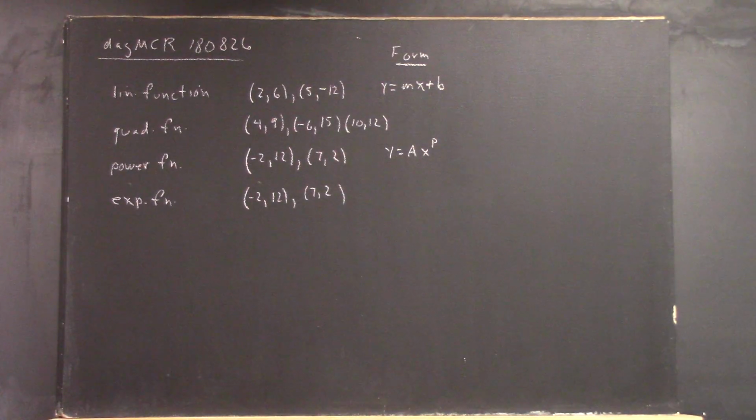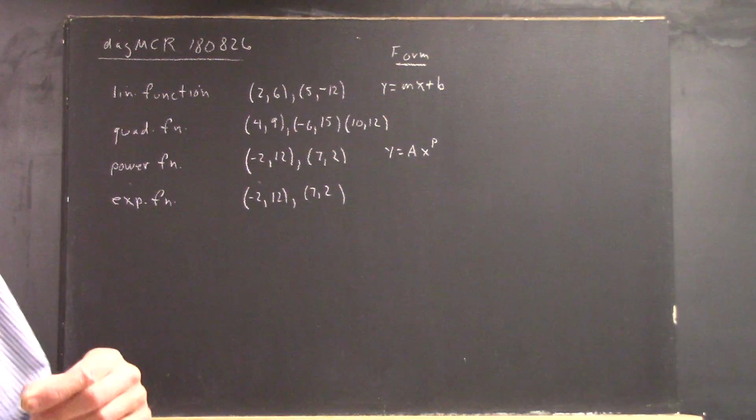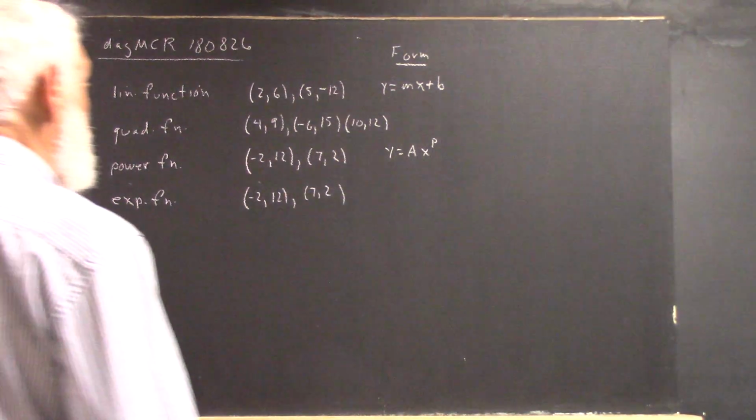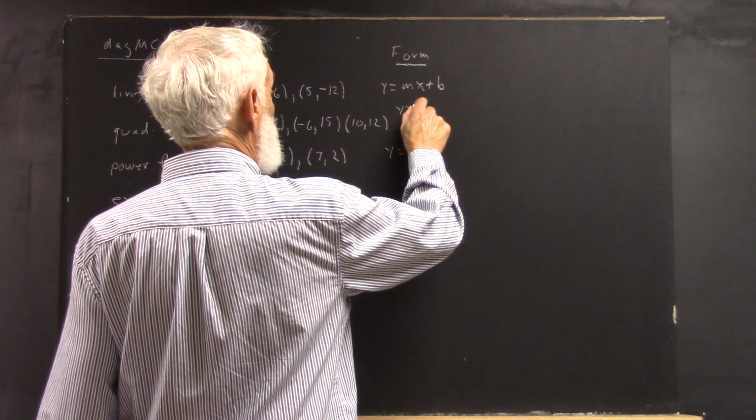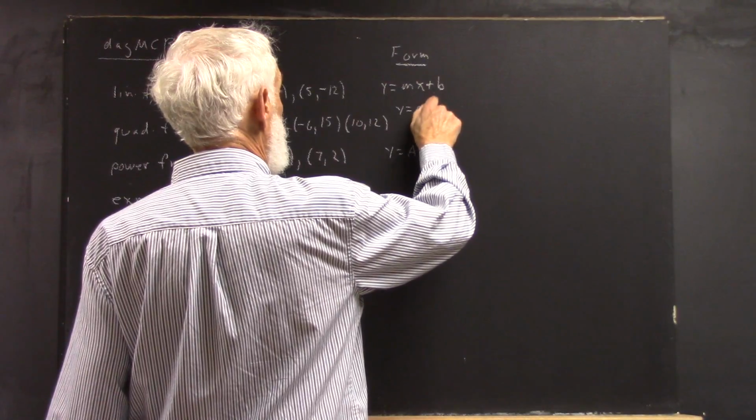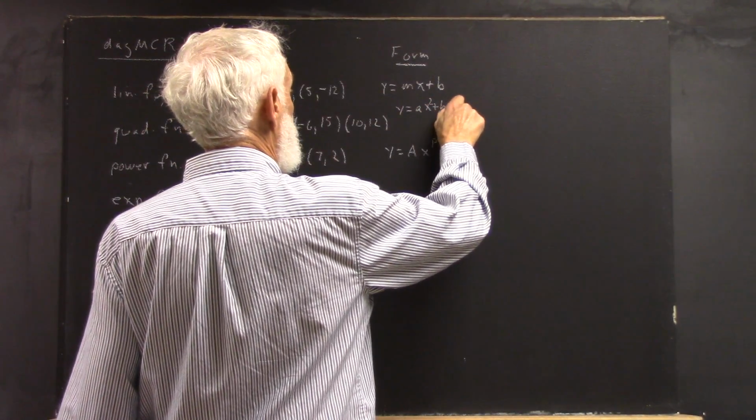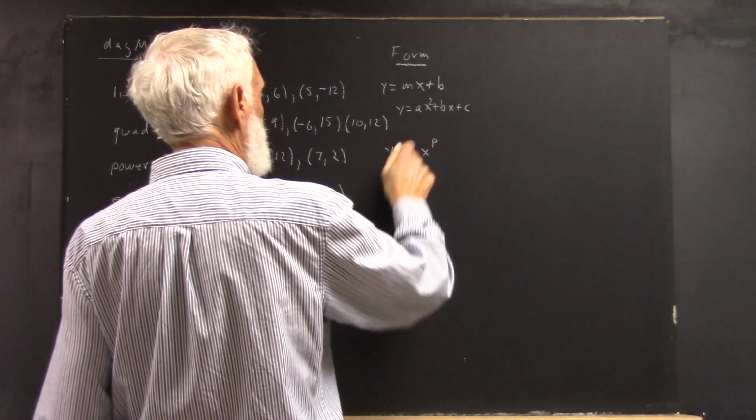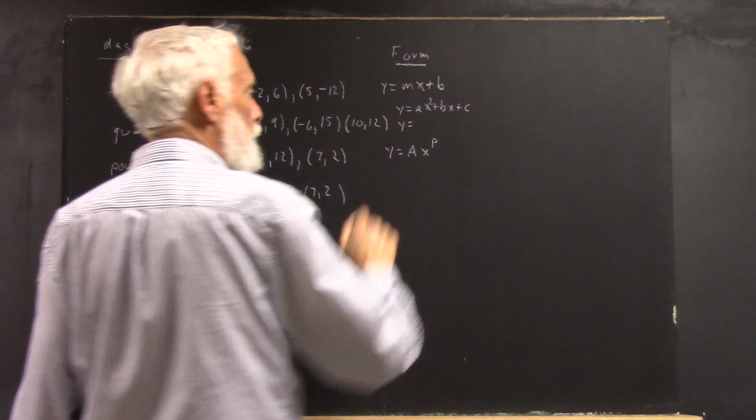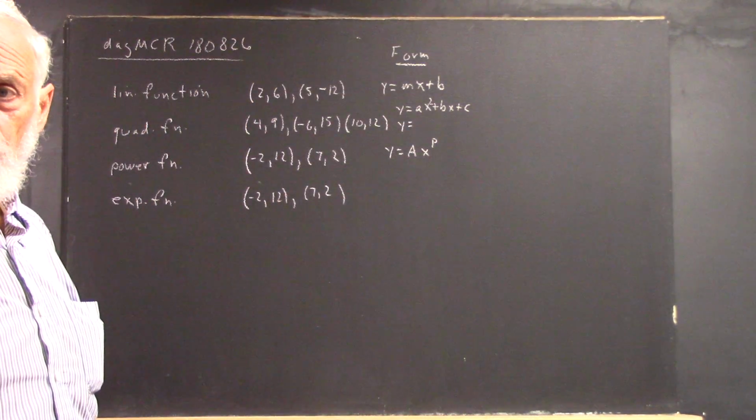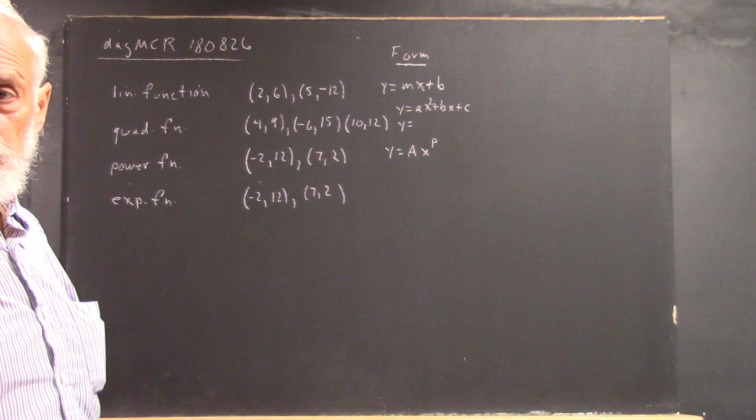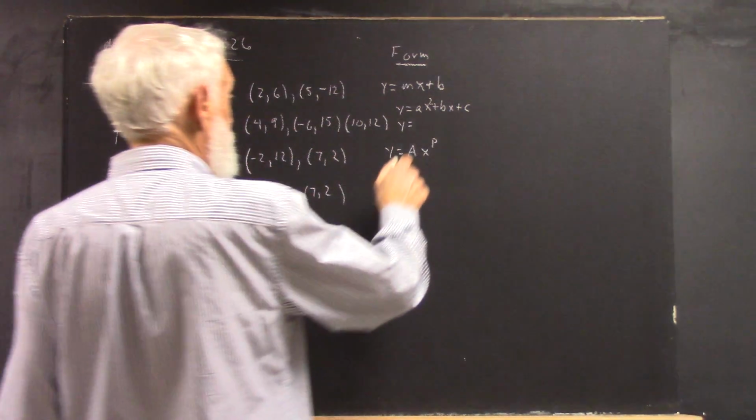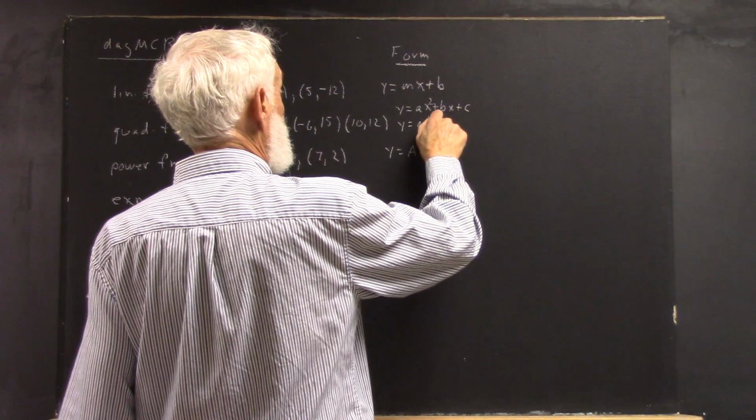I'm sure everybody can write down the form of a quadratic function, but actually there are 2 possible forms. And you might choose to use one form or the other. Ax squared plus bx plus c. What's the other form? y equals a(x minus h) squared plus k. Yeah.